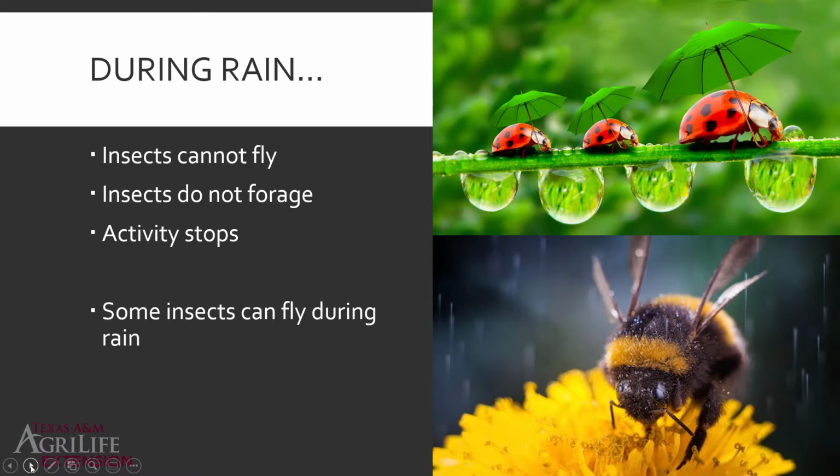But there are some insects that can actually fly during the rain. One of those is bumblebees, which makes them a very unique insect, being able to do this, and also a really efficient and good pollinator. Honeybees and other bees really are not going to leave their nest when it is raining, but bumblebees will continue to forage even during light rain.